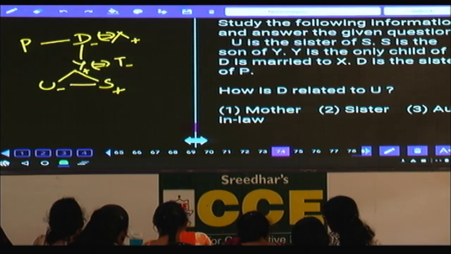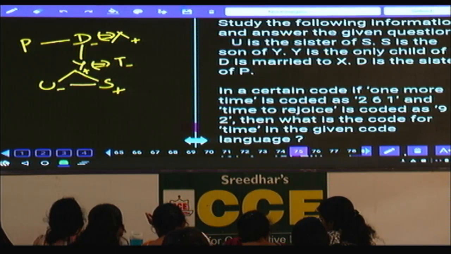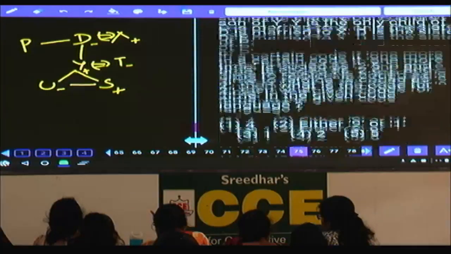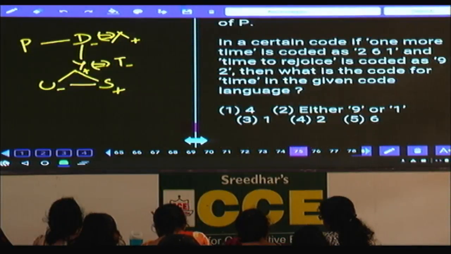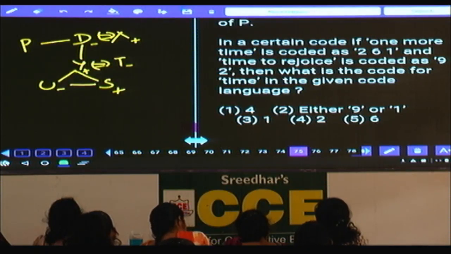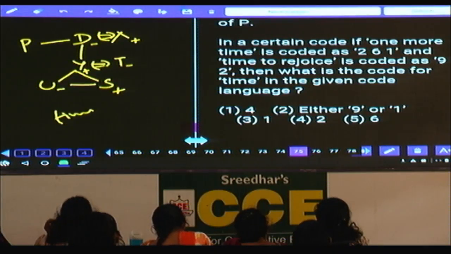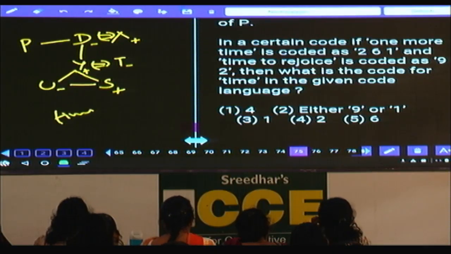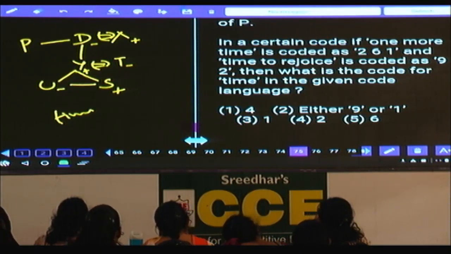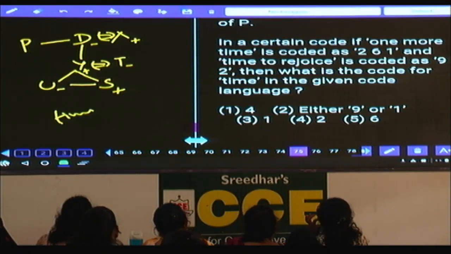Next one, question number 75. Now in this 75, in a certain code language, one more time is coded as 261. And time to rejoice, what is the code here? The question is related to time. What is the only word which is common here? Time is the only word which is common. As time is common, one code must be common too. And the code for time is 2, that is choice 4.